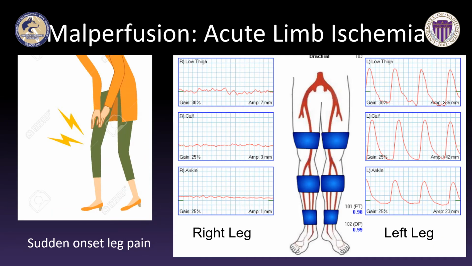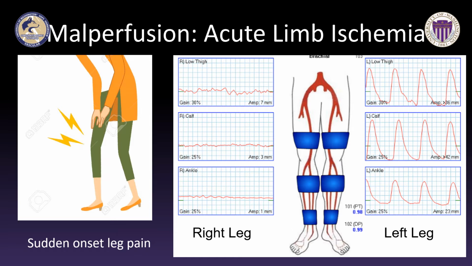Another form of malperfusion that happens with aortic dissection is called acute limb ischemia. This is again similar to how I showed you the visceral malperfusion. The dissection is cutting off the blood flow to one or both legs. This presents with sudden onset leg pain, accompanying the chest pain or the back pain that I mentioned earlier.